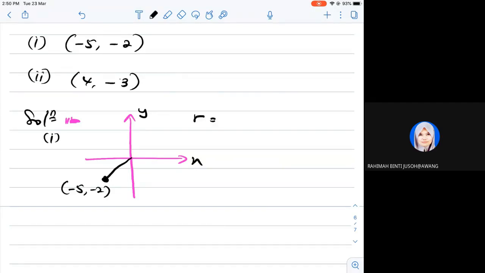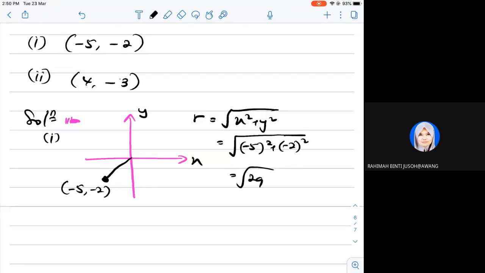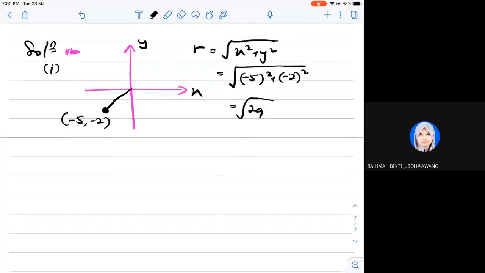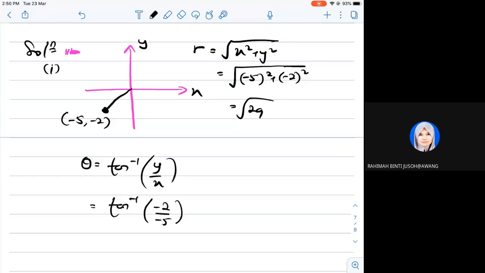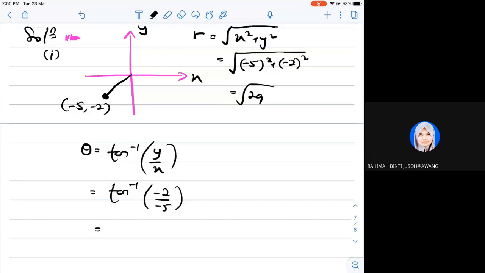Okay, so now let us calculate the radius. r equals square root of x squared plus y squared. So we just simply substitute into this formula: -5 squared plus -2 squared. So you will have square root of 29. Okay, so settled on radius. Now, let us calculate the angle. Okay guys, when you calculate the angle, make sure you change to degree mode. So, shift tangent y over x. Y is -2 divided by -5. So what do you all get? Change to degree mode.